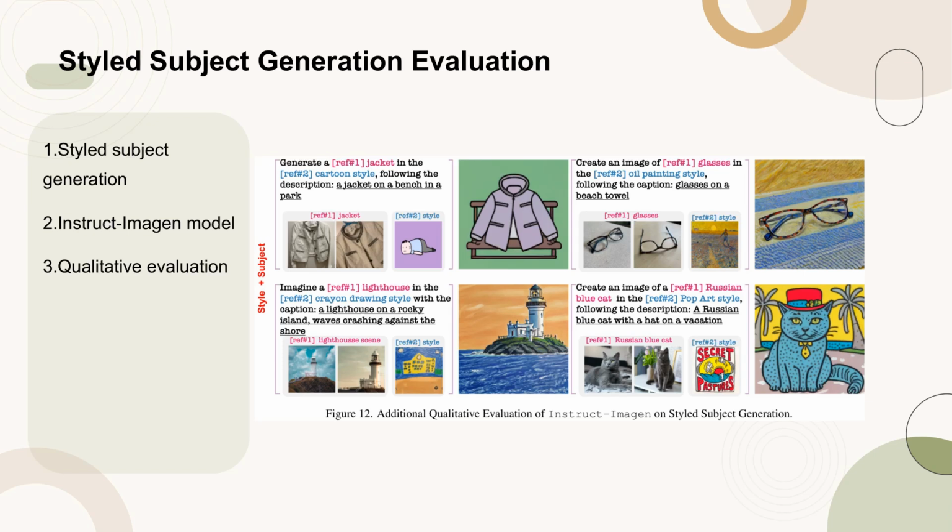Figure 12 presents additional qualitative evaluations of the Instruct-Imagen model focusing on styled subject generation. This evaluation showcases the model's capability to generate images of subjects in various artistic styles, demonstrating its effectiveness in comprehending and executing complex visual instructions. The figure highlights the model's performance in generating styled images, which is crucial for tasks requiring artistic or thematic consistency in image output.